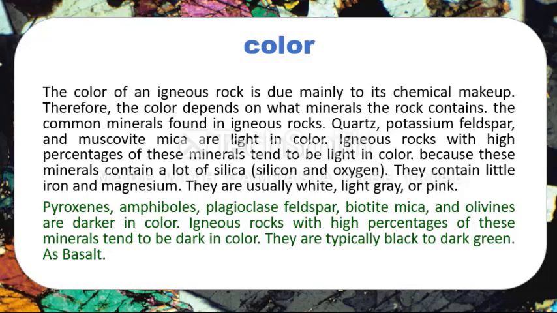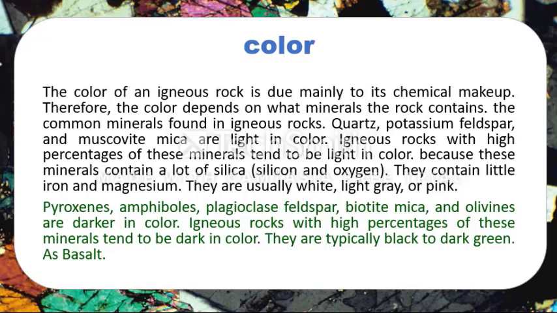Pyroxene, amphibole, plagioclase feldspar, biotite mica and olivine are dark. Again, pyroxene, amphiboles, plagioclase, feldspar, biotite, mica, and olivine are darker in color. Igneous rock with a high percentage of these minerals tends to be dark in color. They are typically black to dark green as basalt.